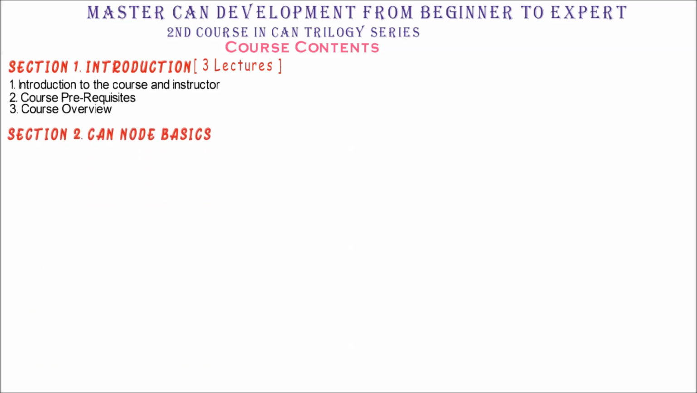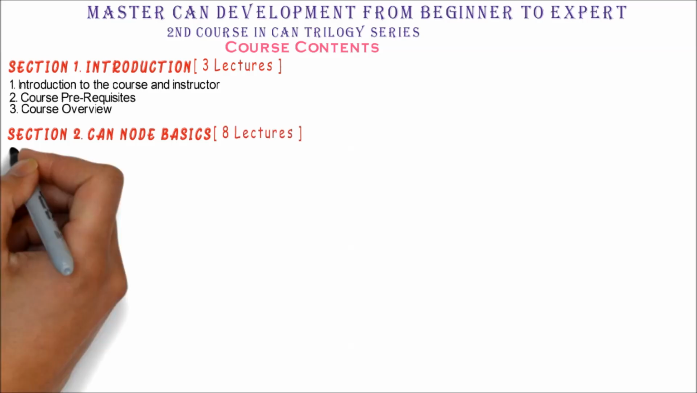The second section is on CAN node basics. This section dives into the foundational elements of a CAN node, crucial for understanding how CAN communication works and ECUs communicate over a CAN network. This contains basically 8 lectures.